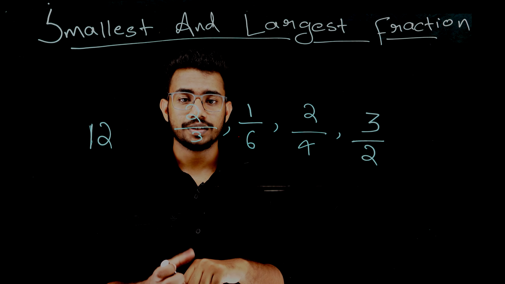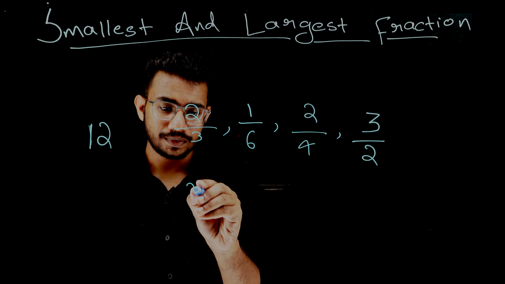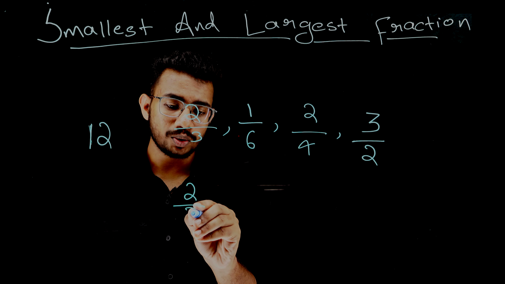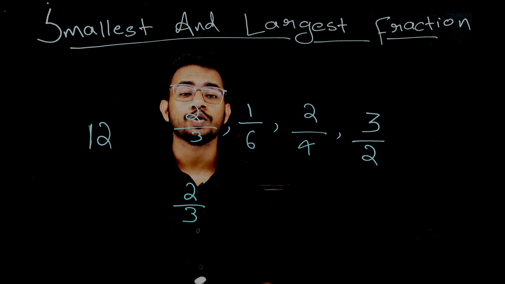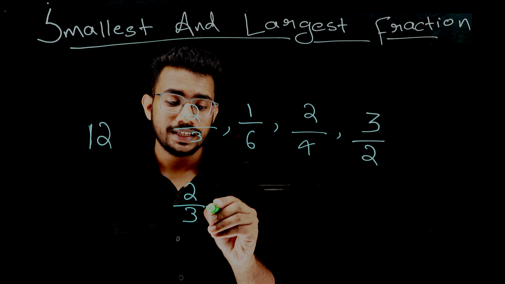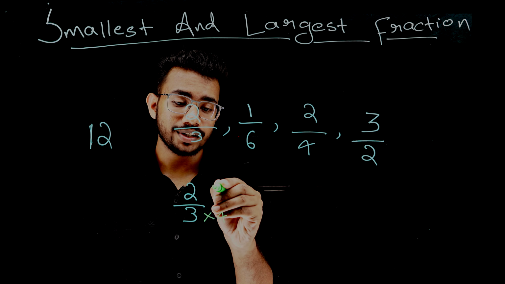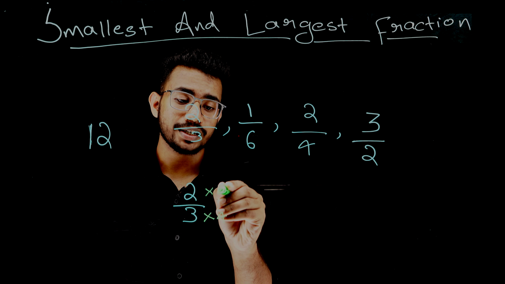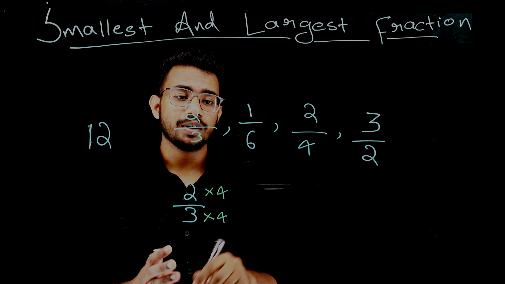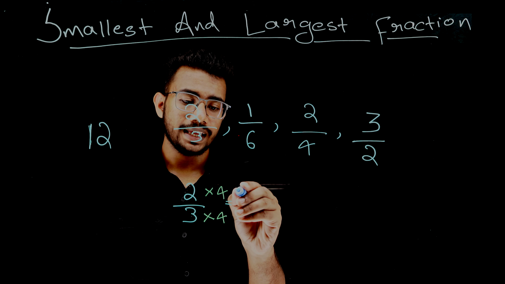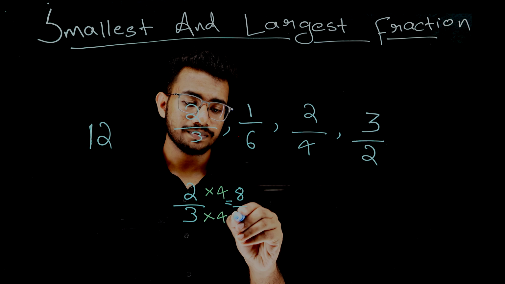Now the first one, 2 by 3. And with what number do I have to multiply the denominator to make it 12? Exactly, I need to multiply it with 4. And to find the equivalent fraction, I have to do the exact same with the numerator as well. And that will give me what? That will give me 8 over 12.